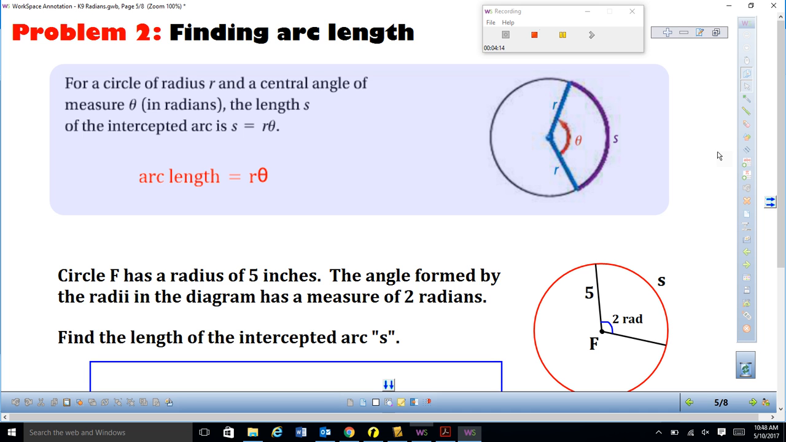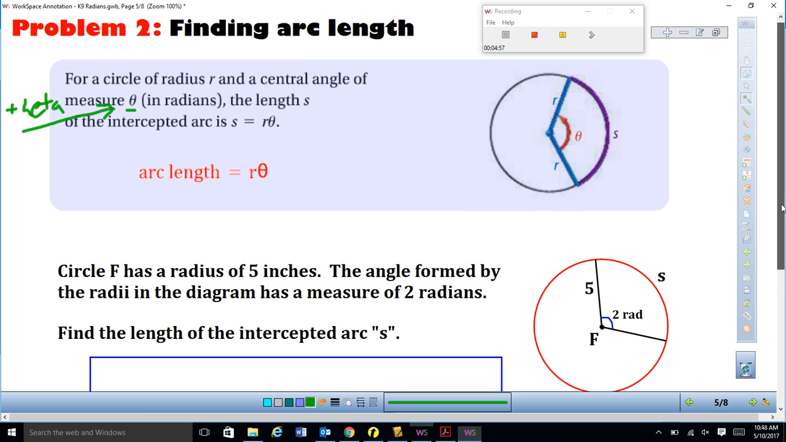Finding arc length. For a circle of radius r and a central angle of measure theta, that's what this Greek symbol is here. This is theta. So for a circle of radius r and a central angle of measure theta in radians, the length s of the intercepted arc is s equals the radius times theta. So arc length equals radius times theta.